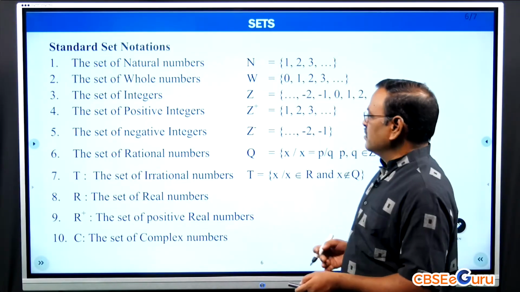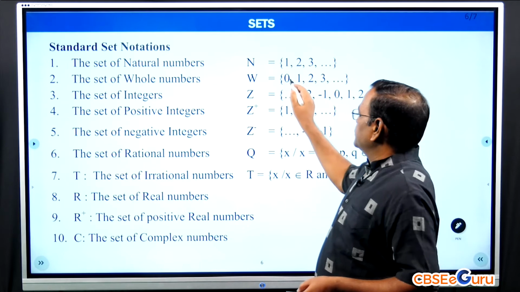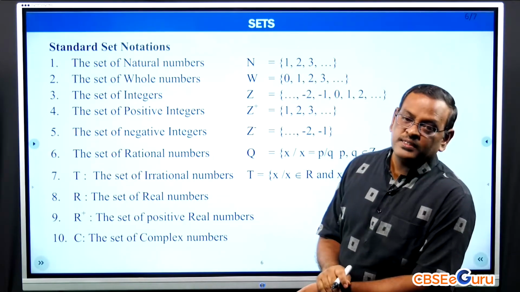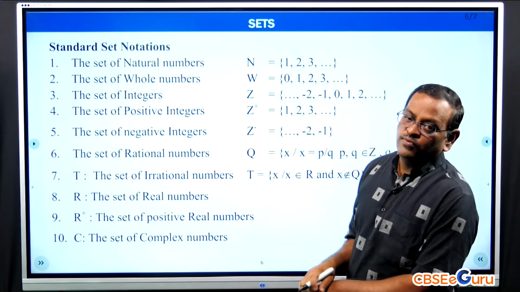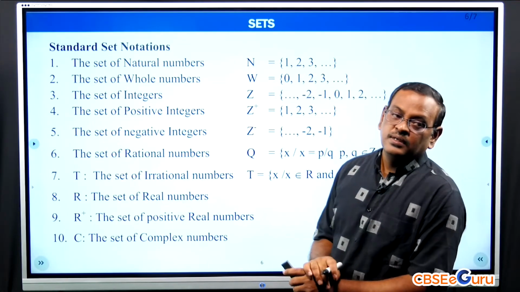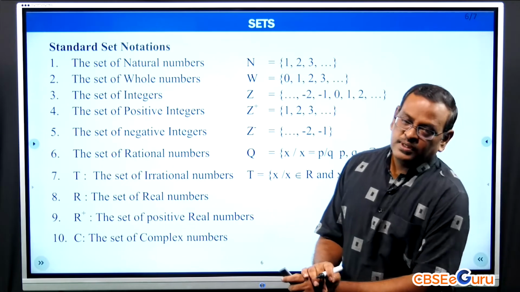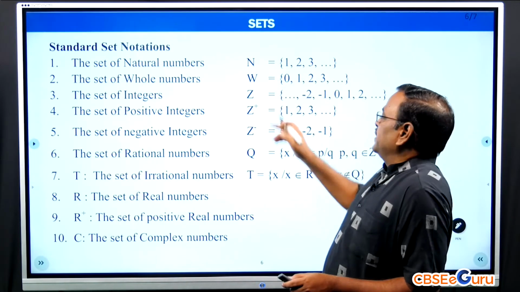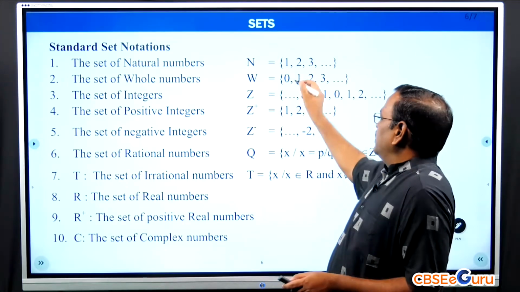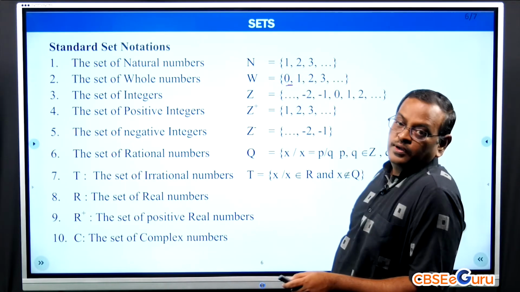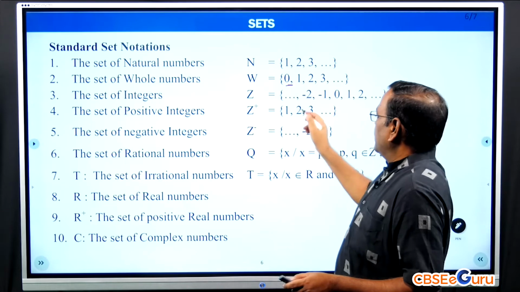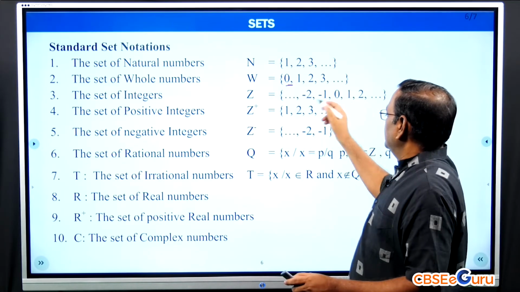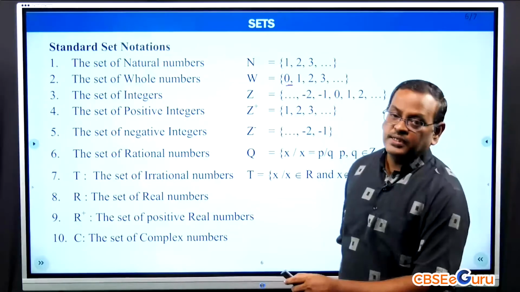We will revise this concept. Set of natural numbers starts from 1, 2, 3, 4 and so on. Is there one more name for natural numbers? Any idea about one more name of natural numbers? Yes, counting numbers. One more name for natural numbers is counting numbers. Then whole numbers: natural numbers along with 0. And integers: whole numbers along with negatives of natural numbers. 0, 1, 2 and this side -1, -2 up to -infinity.